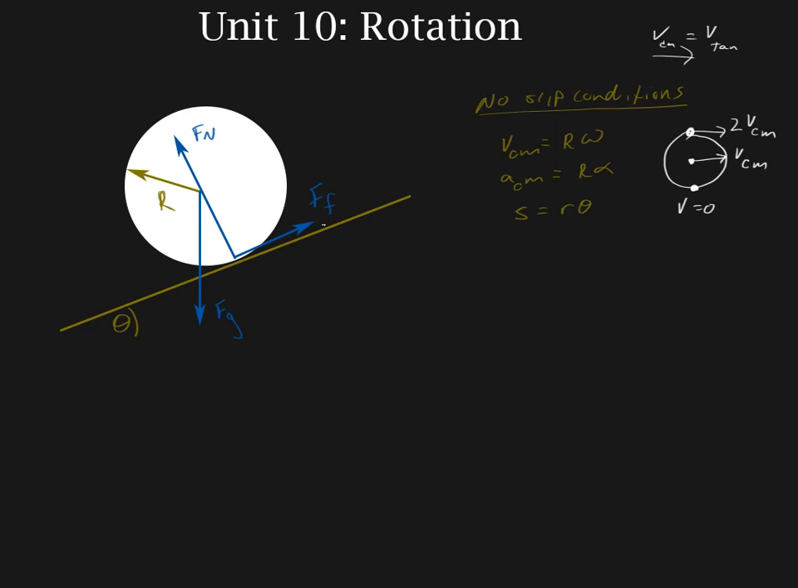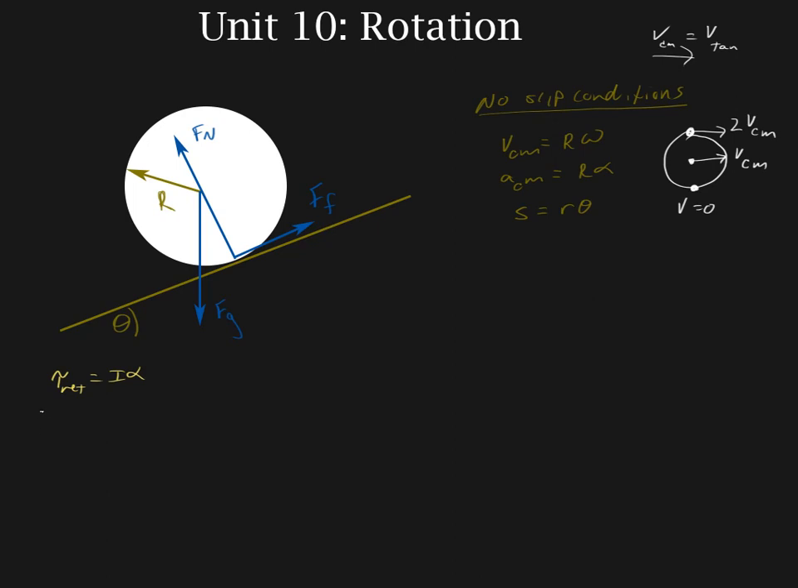So what we're going to do first is use the center of mass as our axis of rotation. And for this, we would just write tau net is equal to I alpha, right? No surprises there. And we have 1, 2, 3 possible forces.